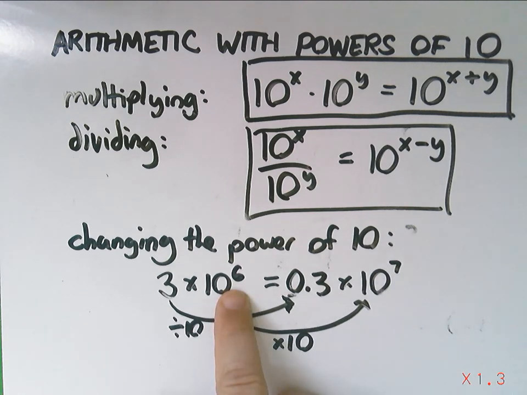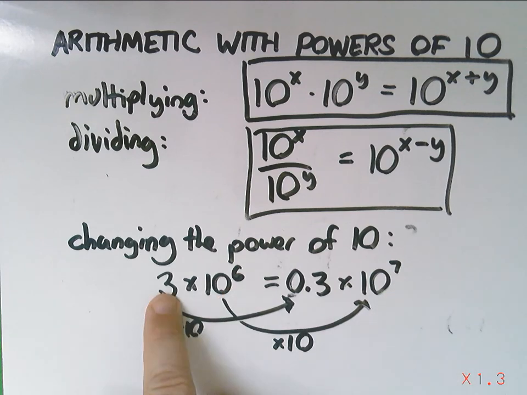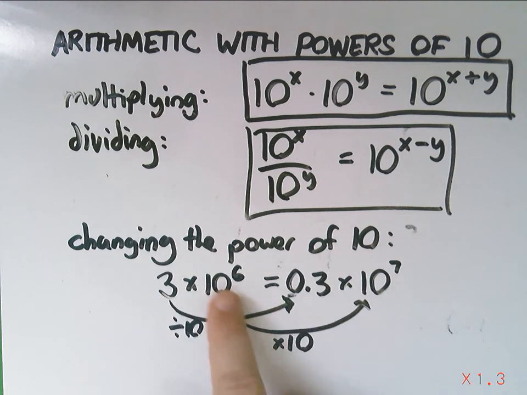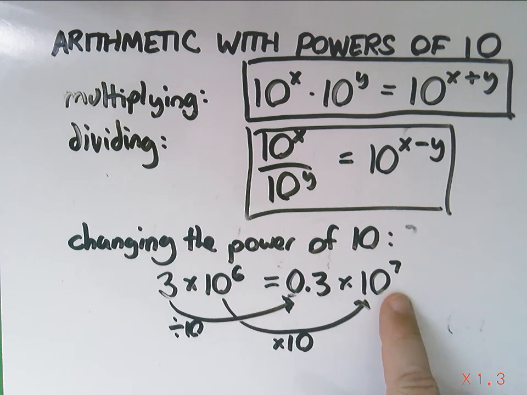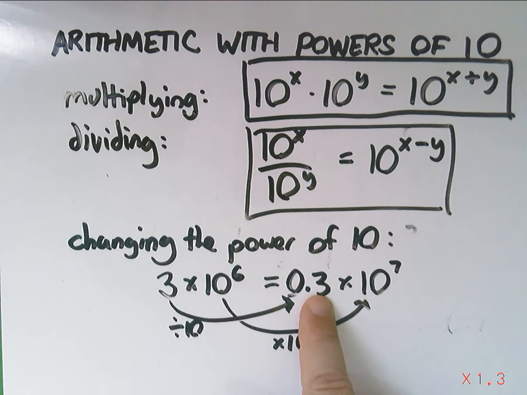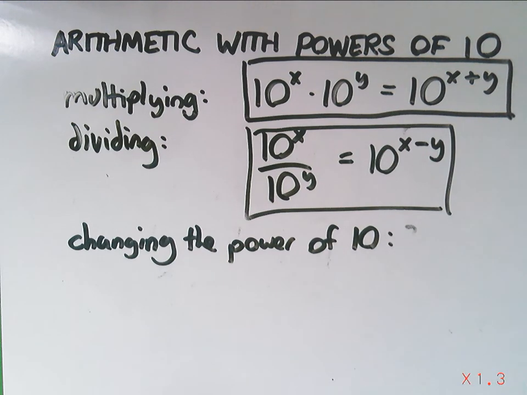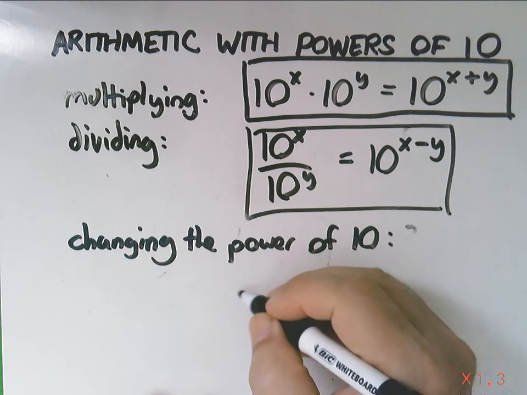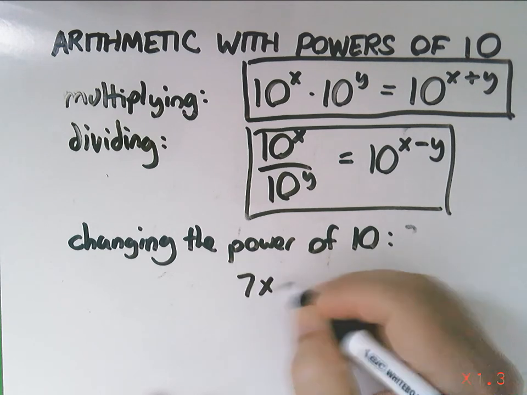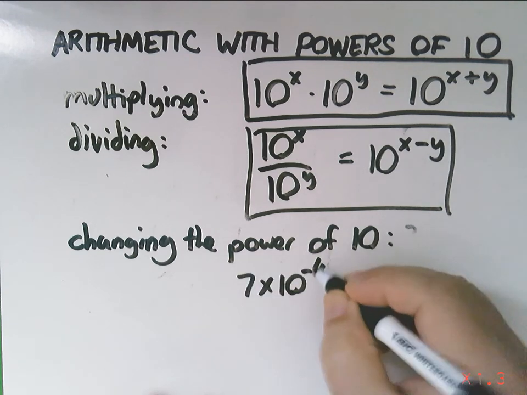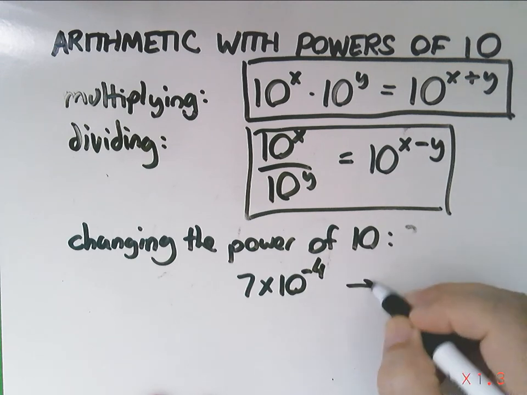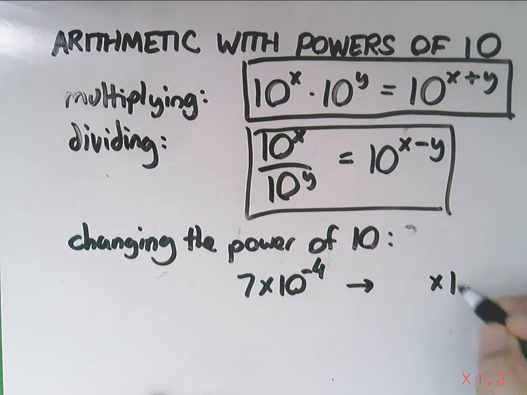So if you make this part of the number bigger, you have to make this part of the number smaller. If you make this part of the number bigger by a factor of 10, you have to make this one smaller by a factor of 10 to keep the number the same size. Let's do another one like that. Suppose I have something like this, and I want to write it as something times 10 to the minus 7.